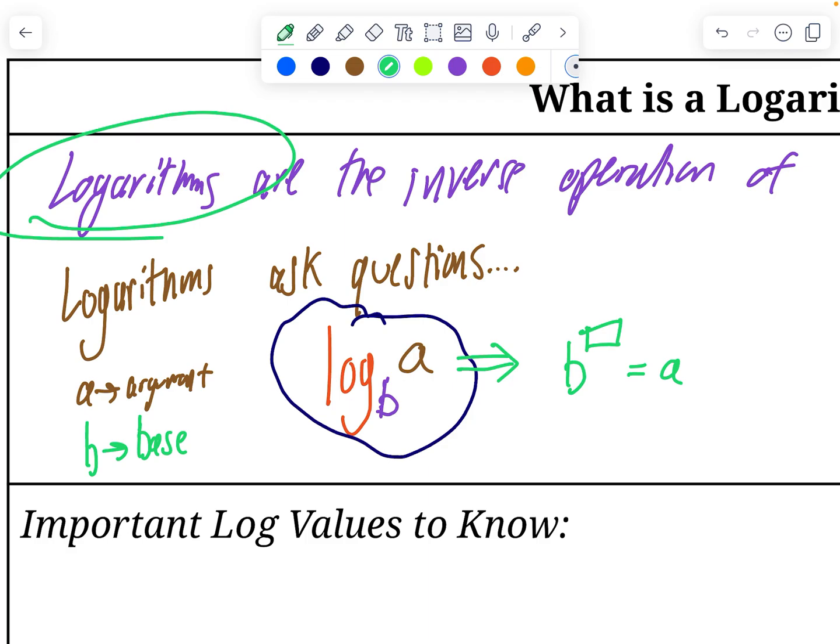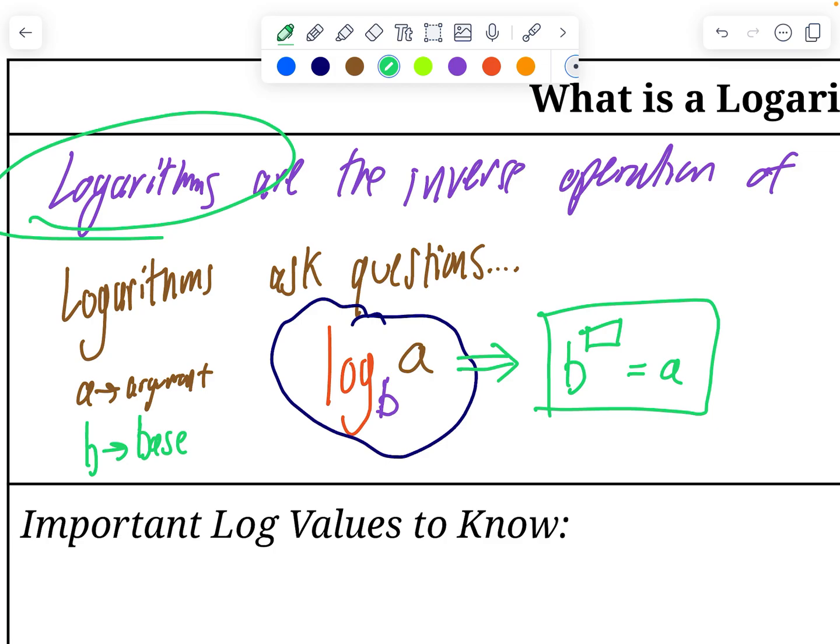Logs have an answer, just like the square root has an answer. What's the square root of 16? 4. What's log base 8 of 2? A number. Okay, so logs have an answer, a number. The way to figure out that number is to think about this question. B to what power is a?